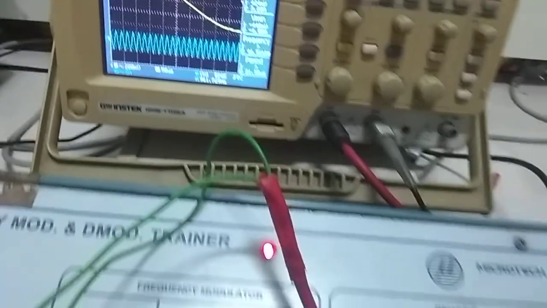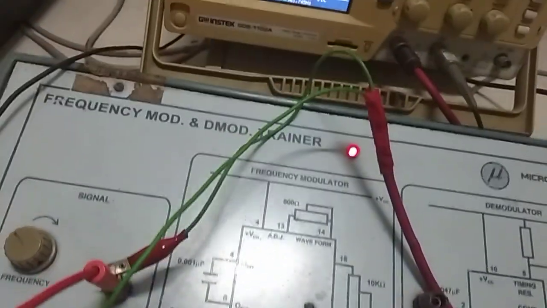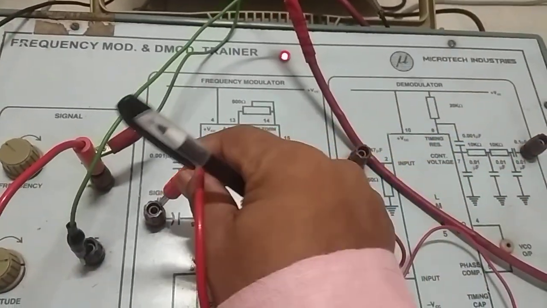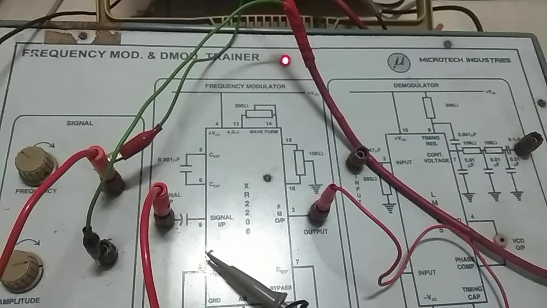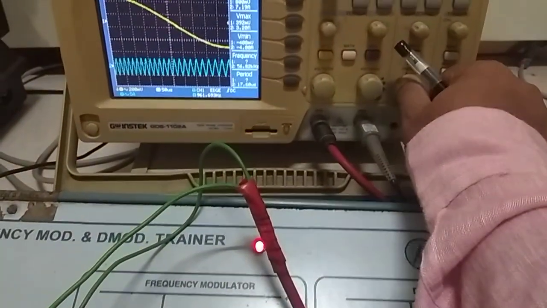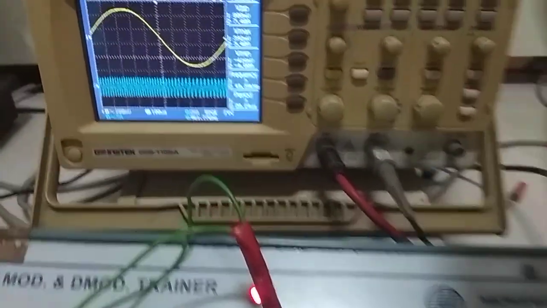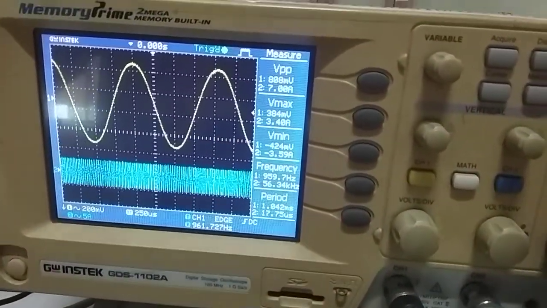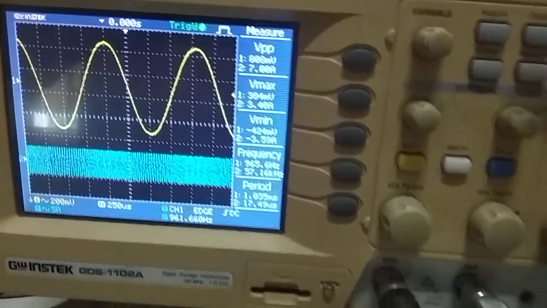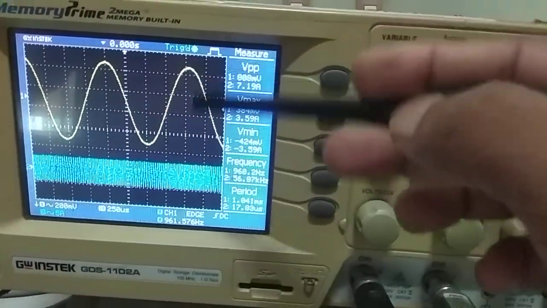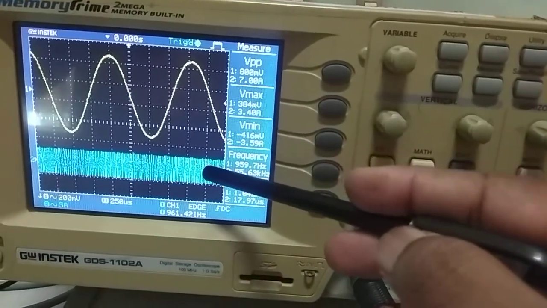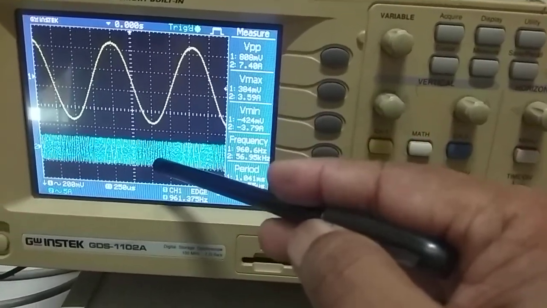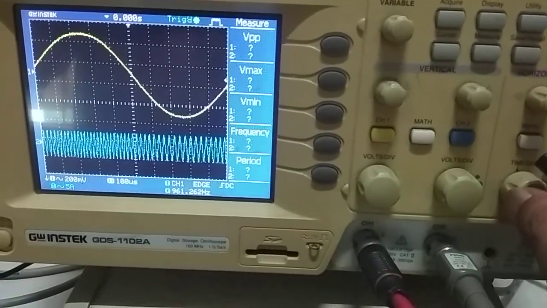Now we are going to modulate the baseband signal. How can we do it? Just connect the message signal to the modulator, and we get the modulated signal here. Look at this. We can clearly see that whenever the baseband signal amplitude is higher, the frequency is much higher, and whenever the baseband signal amplitude is lower, the carrier signal frequency is lower. It can be elaborated like this. Look at this.